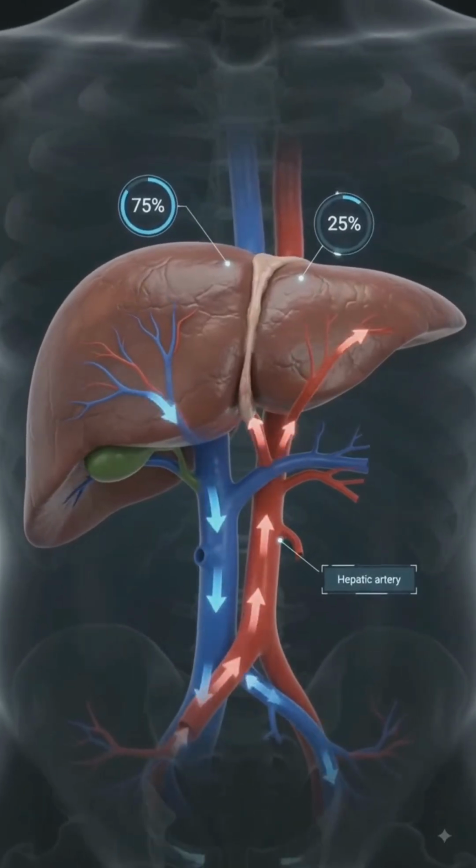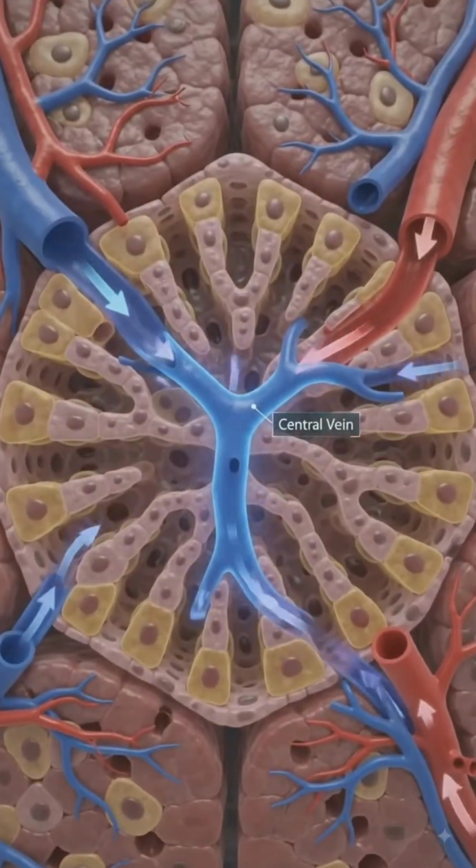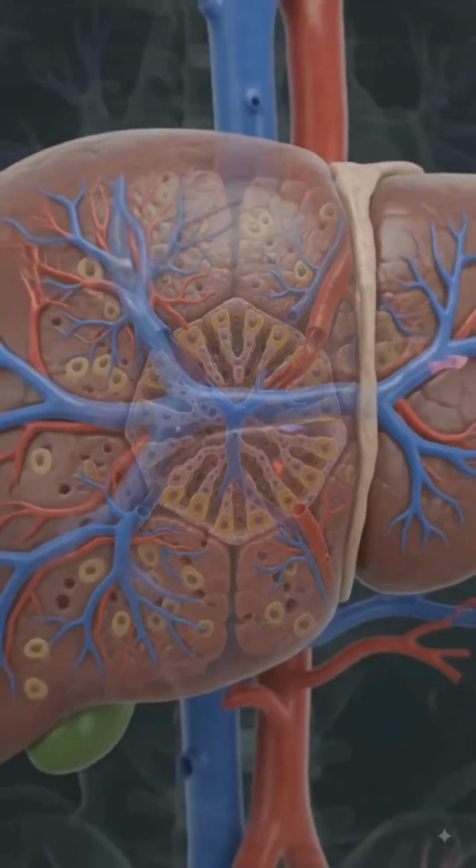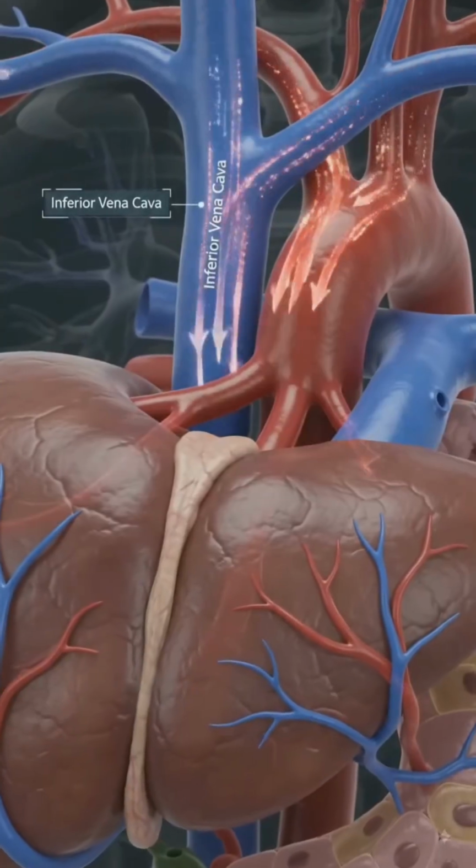The liver receives a dual blood supply. The portal vein supplies 75%, while hepatic arteries provide the rest. These coalesce into hepatic veins. They drain into the inferior vena cava.